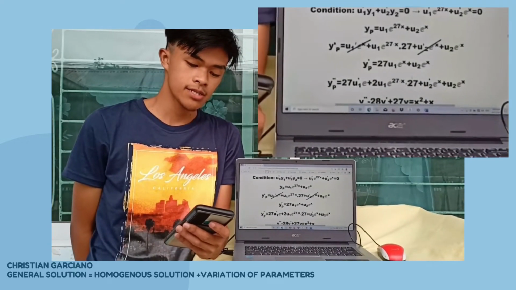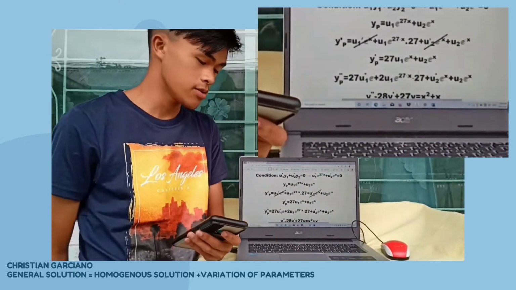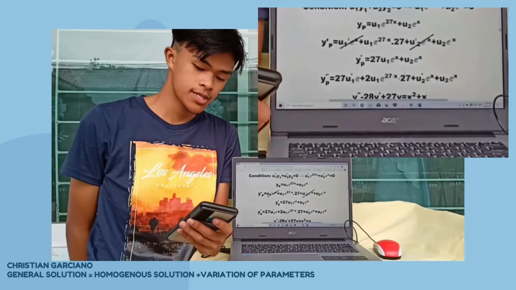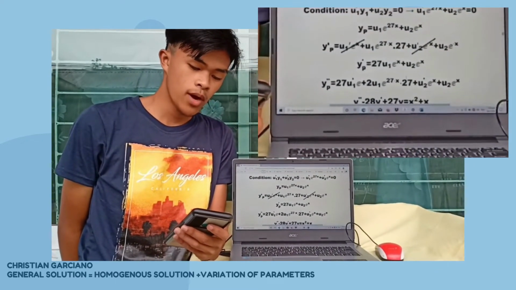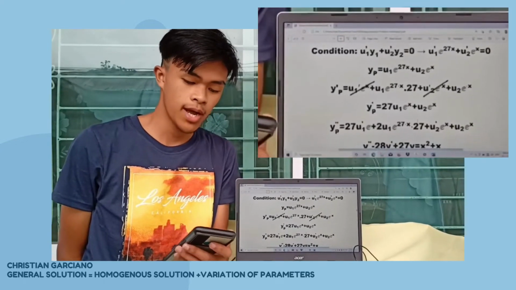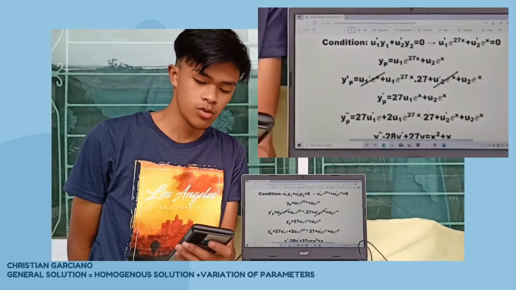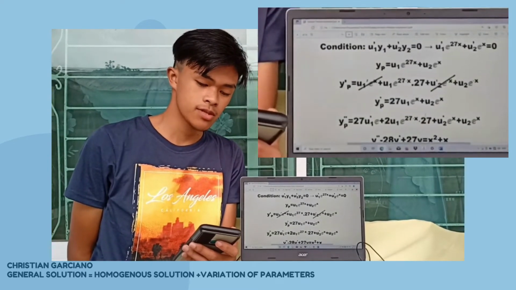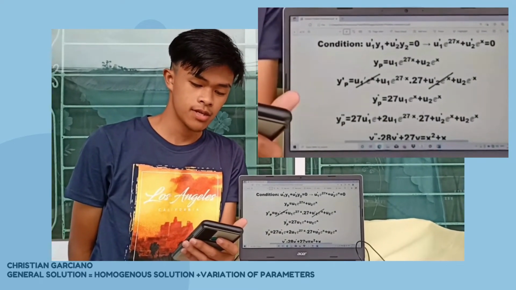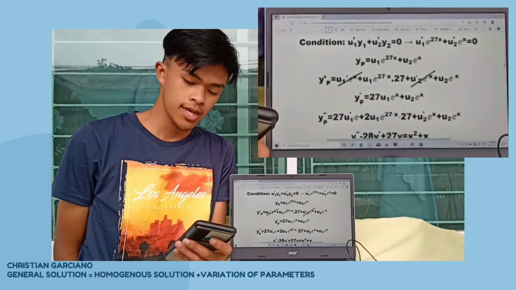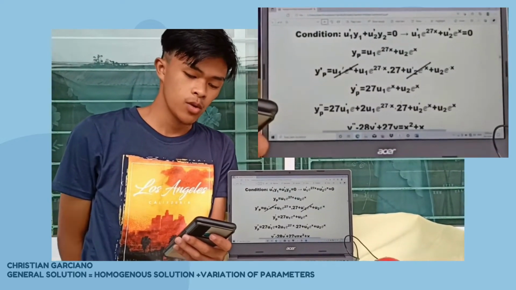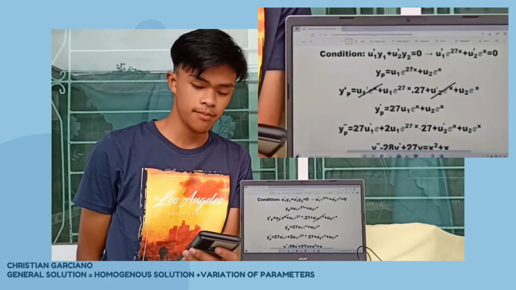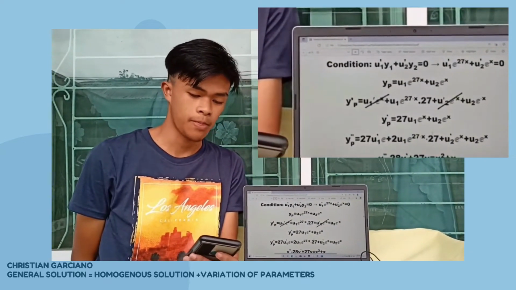To find this, we should have the condition. The condition is u1 prime y1 plus u2 prime y2 equals 0. So substituting the y's, it becomes u1 prime e^27x plus u2 prime e^x equals 0.